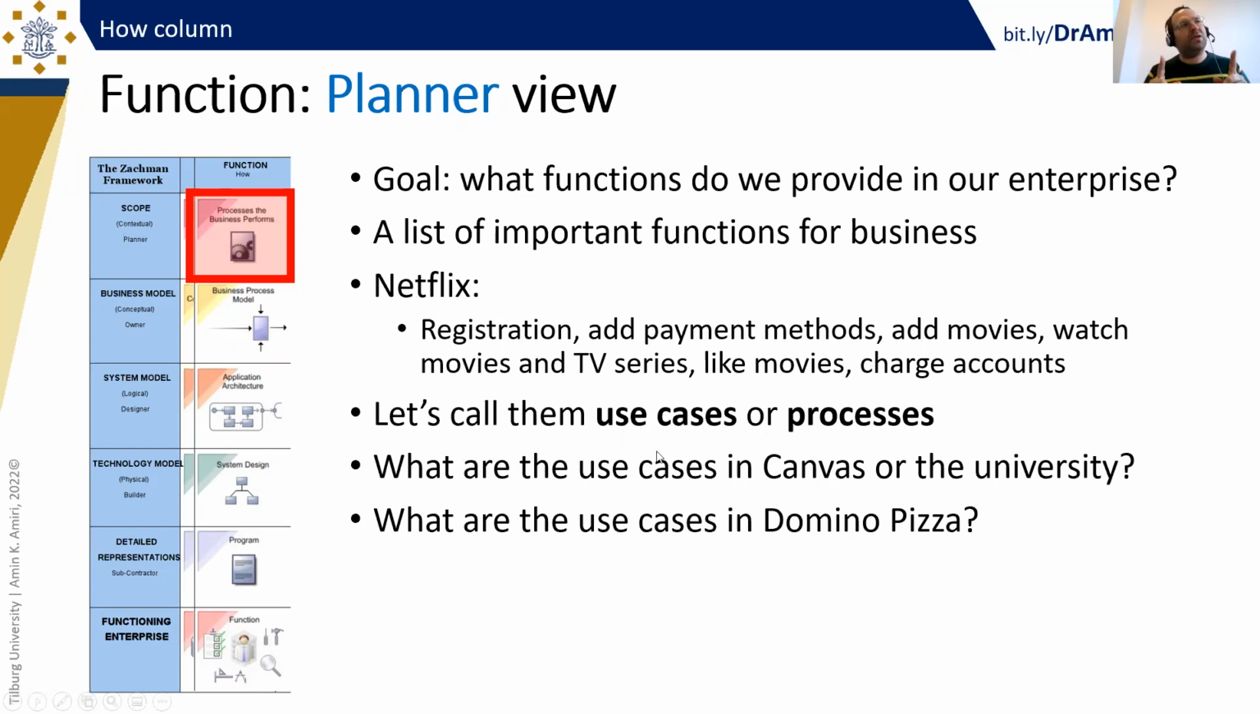You see, there's a difference between data and function. Data is a countable noun most of the time. Function is a verb plus a countable noun most of the time, or sometimes just a verb. For example, charging accounts, or liking movies, or watching movies and TV series. So you see, these are how you can differentiate between a function and a data or data entity. So what are the functions in Canvas? What functions do we have in Canvas?